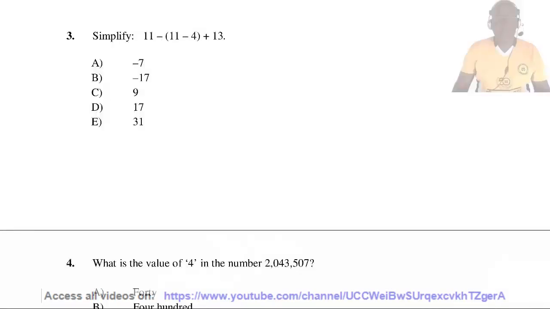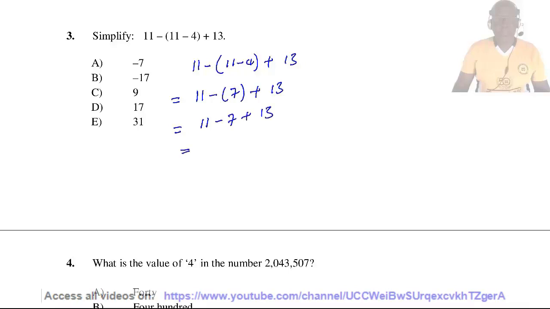Question 3. Simplify 11 minus bracket open 11 minus 4 bracket close plus 13. That is 11 minus 4 plus 13. We shall simplify the expression in the bracket. So 11 minus 4 equals 7, plus 13. So we shall get 11 minus 7 plus 13. 11 minus 7 is 4, plus 13 is 17. So the answer is D.